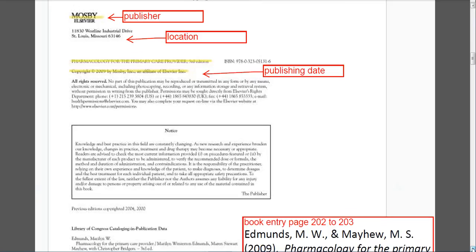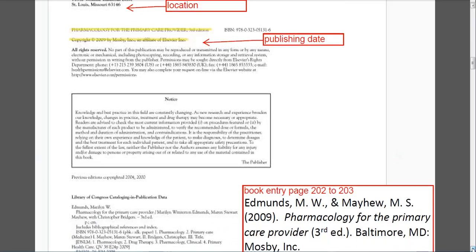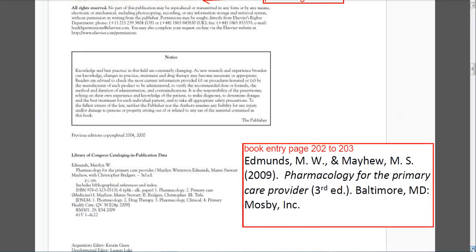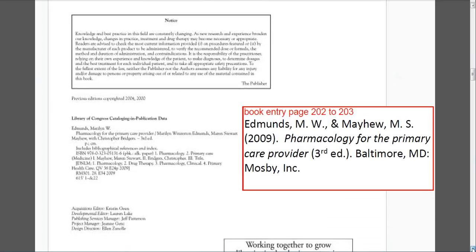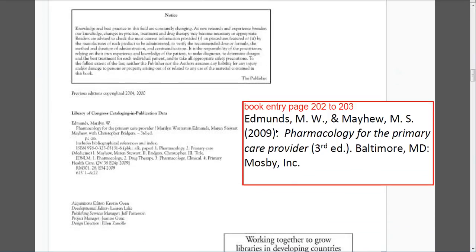So based on the entry for just the book, it would be Edmonds, M.W., and Mayhew, M.S., with the date in parentheses with the period, and Pharmacology for the primary care provider, only the first word is capitalized. The italics stop here. Third edition is not in italics. There's a period there. The location and the publisher.